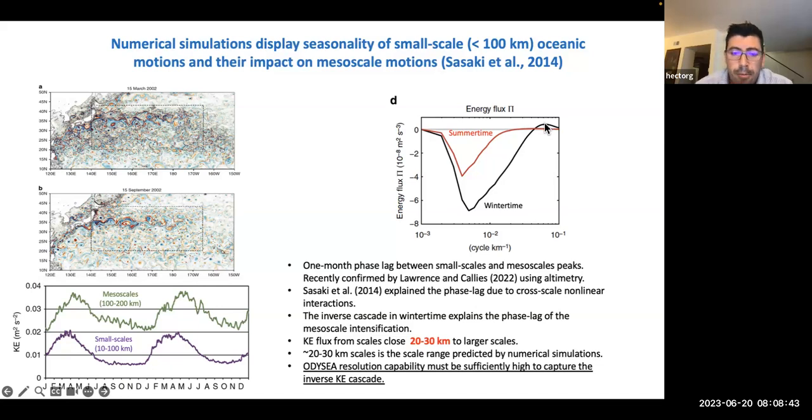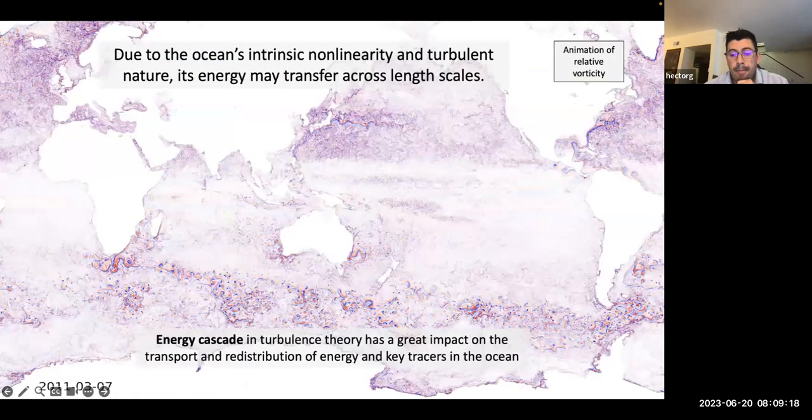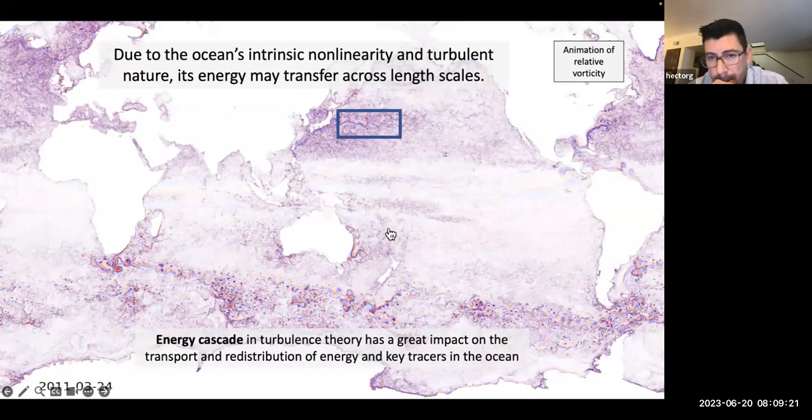So with ODYSEA, the idea in the proposal is: is ODYSEA capable of capturing this seasonality associated with the kinetic energy fluxes, plus is ODYSEA capable of capturing the dual kinetic energy cascade? Again, whether ODYSEA is able to capture an inverse cascade as well as the direct cascade, and whether the injection scale is located at the right position. So this is the topic, the main idea.